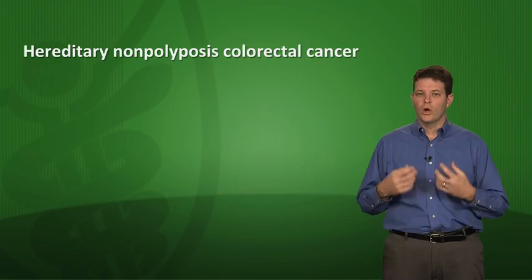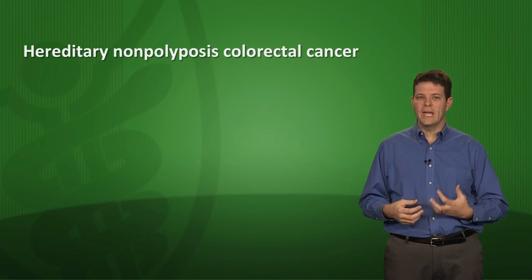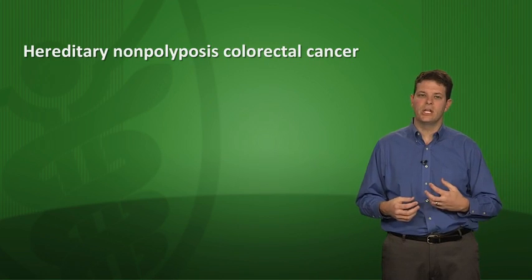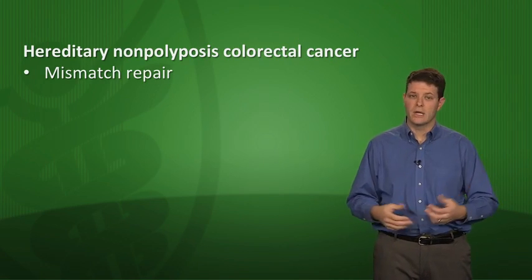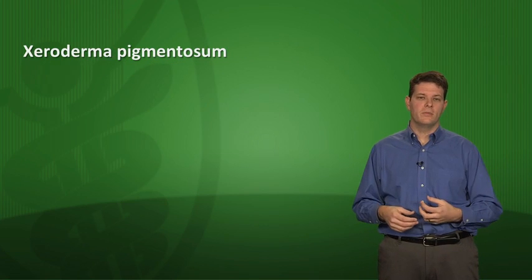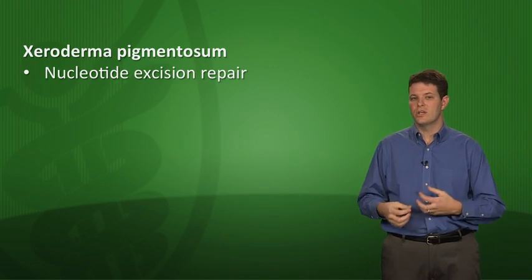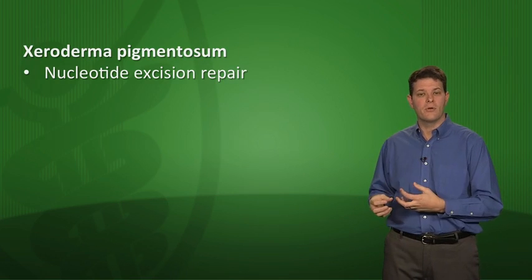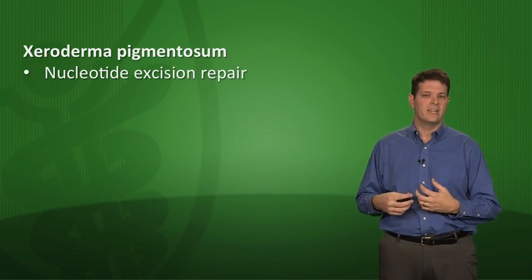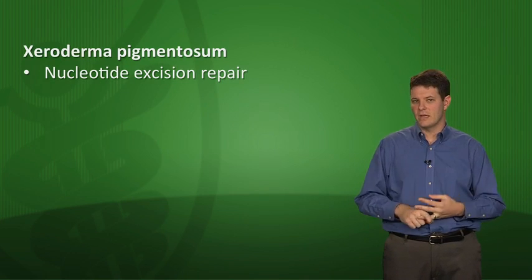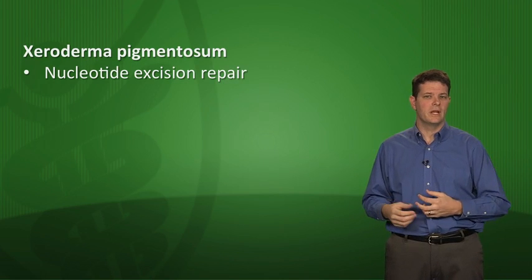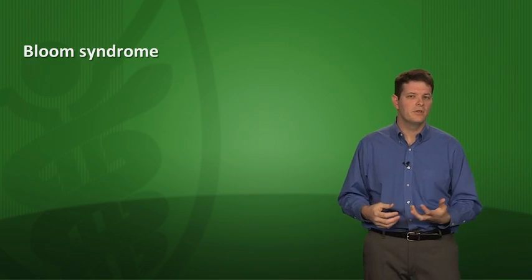Finally, let's briefly talk through a few diseases that result from defects in DNA repair. We talked about mismatch repair. Well, hereditary non-polyposis colorectal cancer, or HNPCC, is due to a mutation in a gene that codes for one of these mismatch repair proteins. So that increases the risk of colon cancer and also other cancers. Xeroderma pigmentosum is a disorder where you have a defect in nucleotide excision repair, which means you can't repair those pyrimidine dimers caused by UV light. So these patients have an increased risk of skin cancers, including melanoma, basal cell skin cancer, and squamous cell skin cancer.